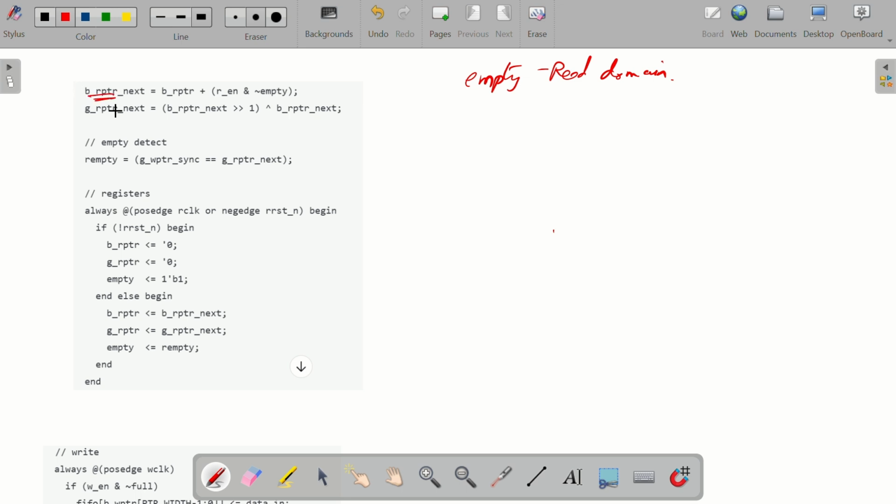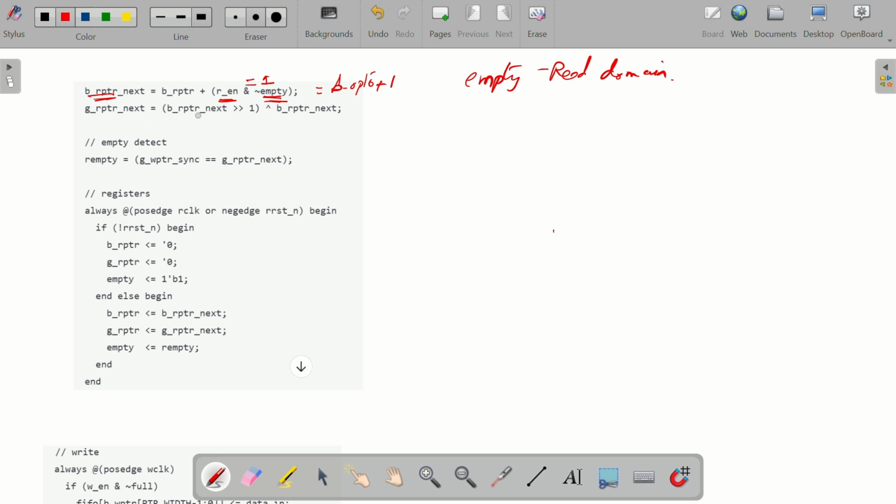So your binary read pointer next is nothing but binary read pointer value plus 1. How is that 1 determined? Whenever you are reading from your FIFO, your empty should not be asserted. That means your FIFO should not be empty, because if your FIFO is empty, it is not possible to read anything from that FIFO. So your empty should not be asserted and your read enable should be asserted. If both these conditions boil down to 1, then only you can increment your read pointer to your next read pointer location. So binary read pointer next is nothing but binary read pointer plus 1 only and only if your FIFO is not empty and your read enable is 1.